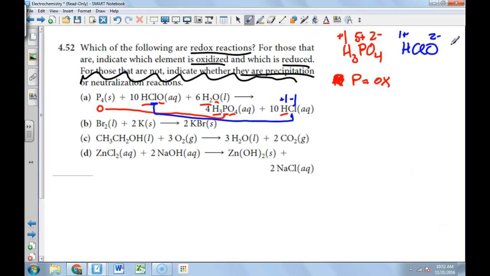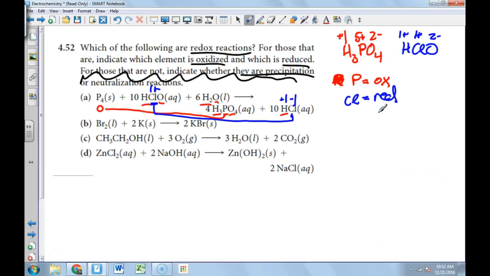All of this has to add up to the overall charge. The overall charge is 0 because it's a neutral compound. So chlorine in this case is a 1+. So it's going from a 1+ down to a 1-. So this is the thing that's being reduced.